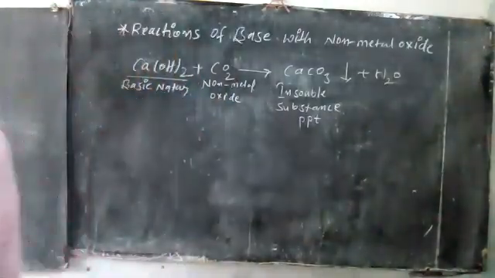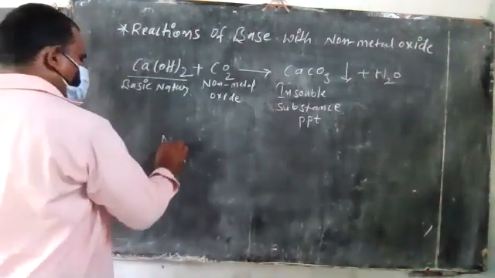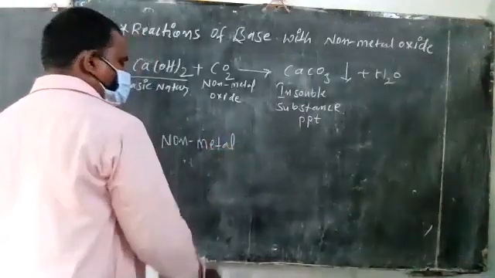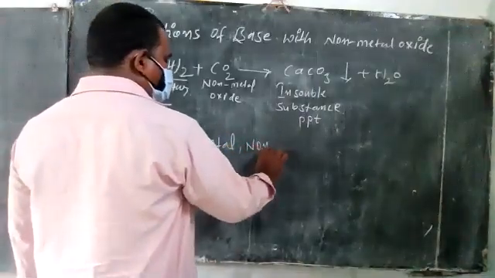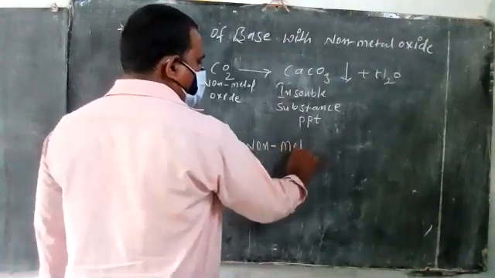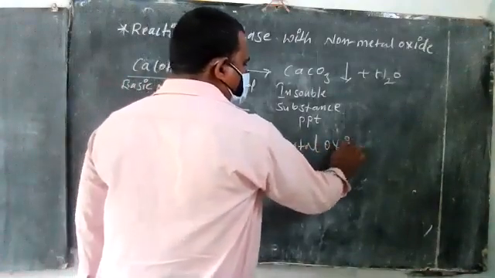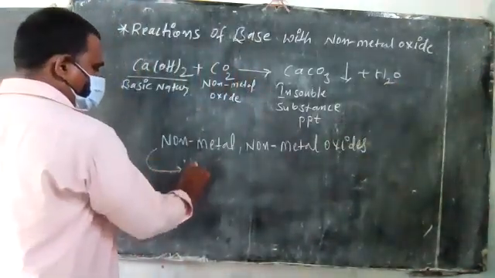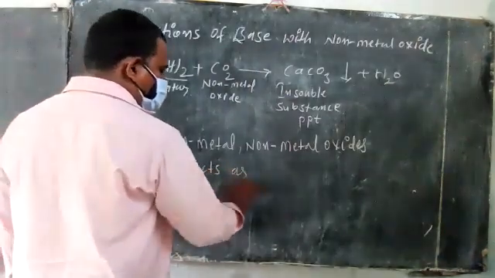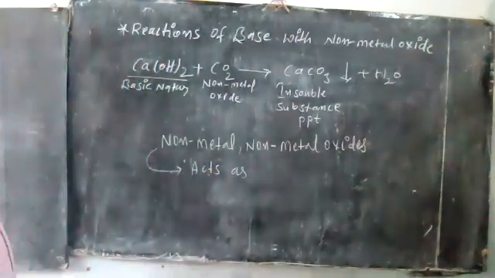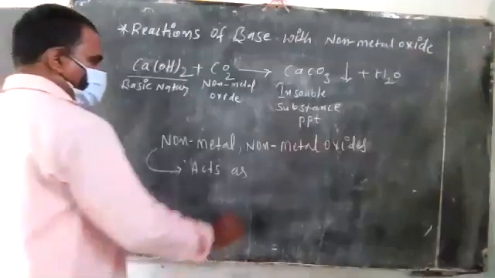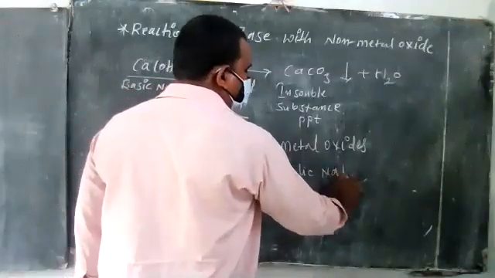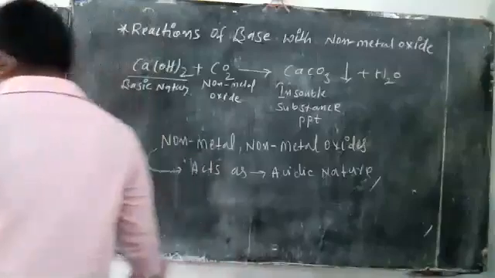So now write down the non-metal oxides. Non-metal oxides act as acidic in nature. Acidic in nature.